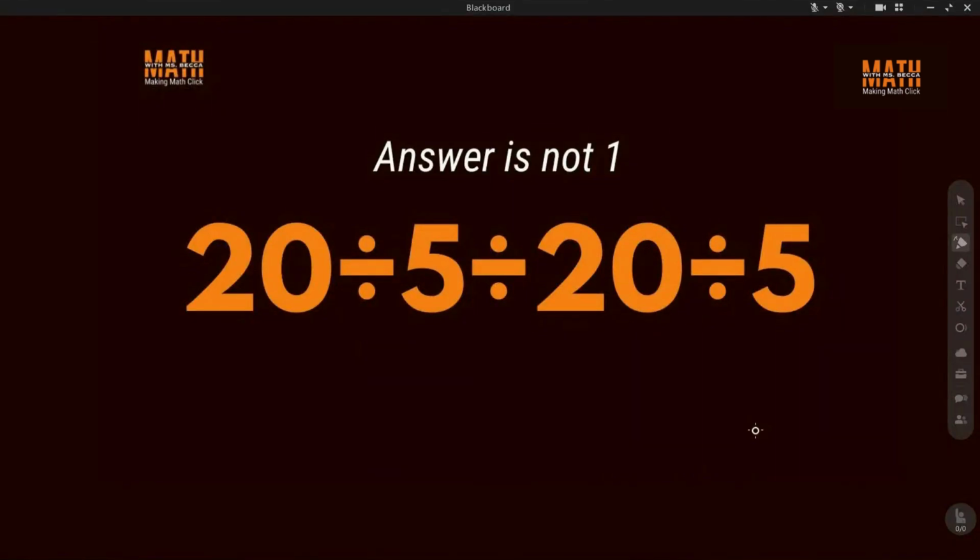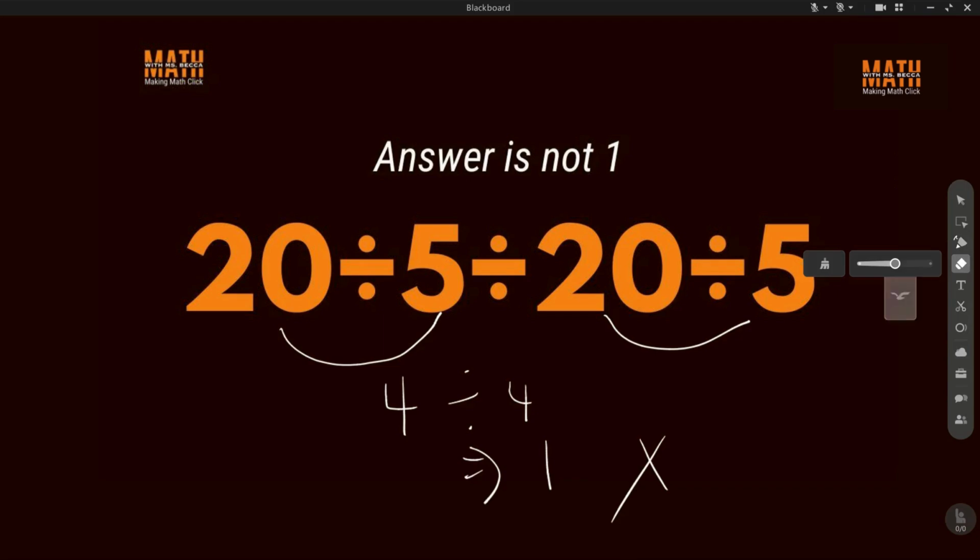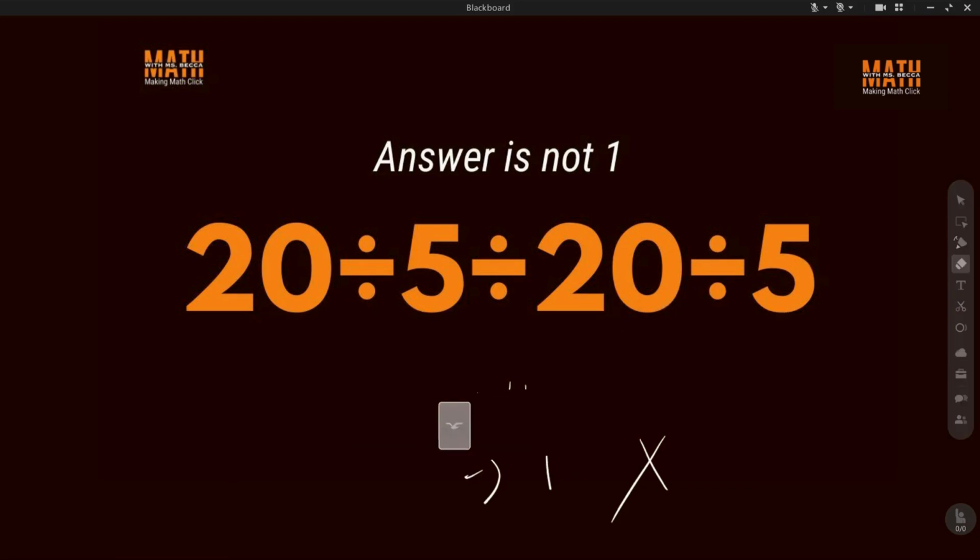Most people say the answer to this question is 1, but they are wrong. Why? They solve it this way: 20 divided by 5 gives 4, then divided by 20 divided by 5 gives 4. And here the answer will be 1. This is wrong. That is not the correct way to solve it, because the question does not have any bracket.